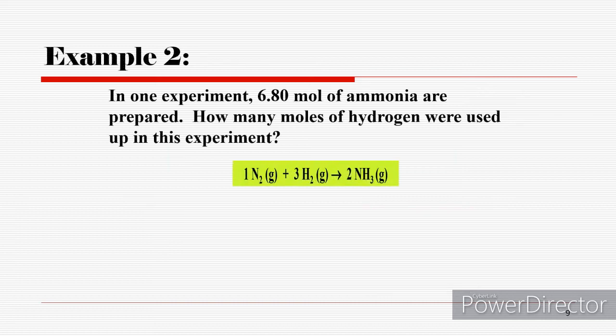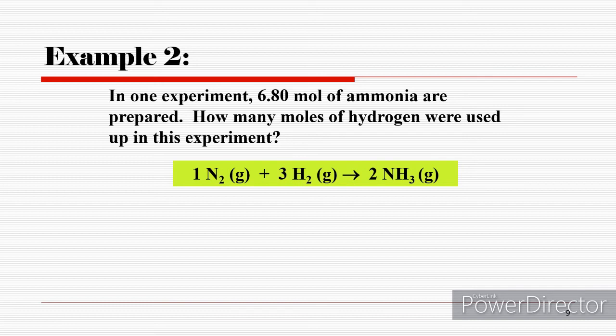Example number 2. In one experiment, 6.8 moles of ammonia are prepared. How many moles of hydrogen were used up in this experiment?